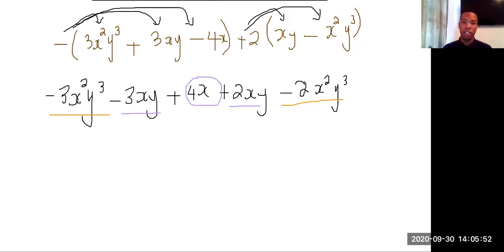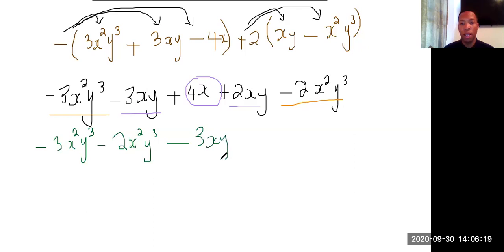If I'm going to rewrite, it's going to be minus 3x squared y cubed minus 2x squared y cubed. I'm already putting it in descending order because I know that this degree is 5. This degree is 2, so that goes next. So minus 3xy plus 2xy, and I've got my standalone term over here, 4x.